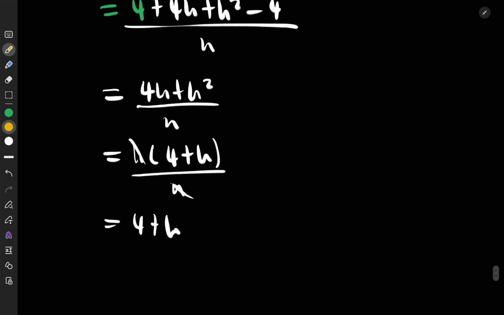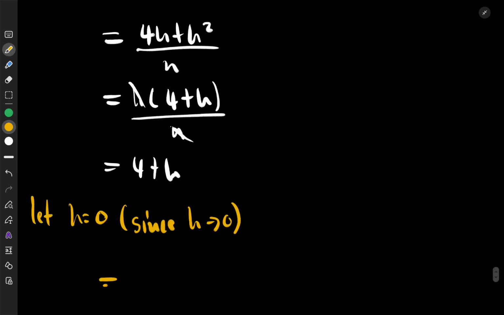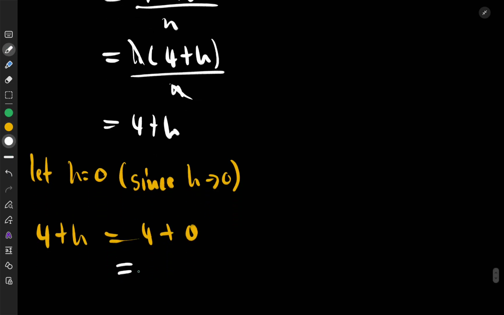Then, since you want the instantaneous, you can say let h equal to 0. If you want, you can put here, since we want instantaneous, h is going towards 0. So this just becomes 4 plus 0, which is equal to 4 meters per second.